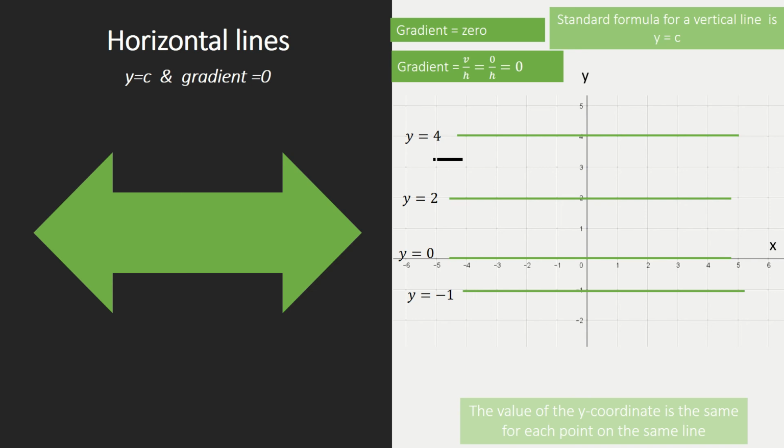The value of the y-coordinate is the same for each point on the same line. That means for this point, it's (-2, 2). So you go minus 2 steps on the x-axis and 2 up. Over here it's (0, 2), and over here it's (3, 2). As you can see, our second coordinate, so that's our y-coordinate, is the same for each point on this line. It's always 2. For these points, it's always 4. Over here, the y-coordinate is always equal to 0. And over here to minus 1.